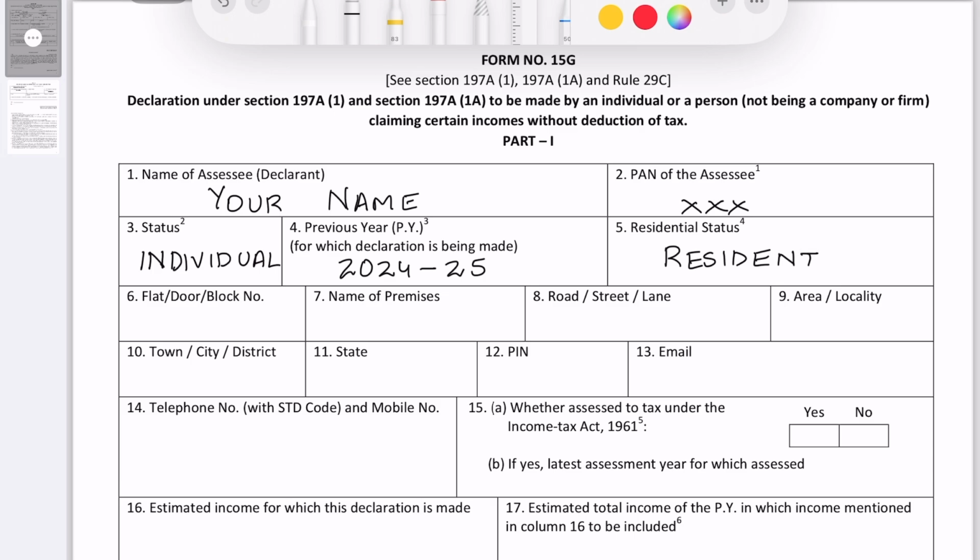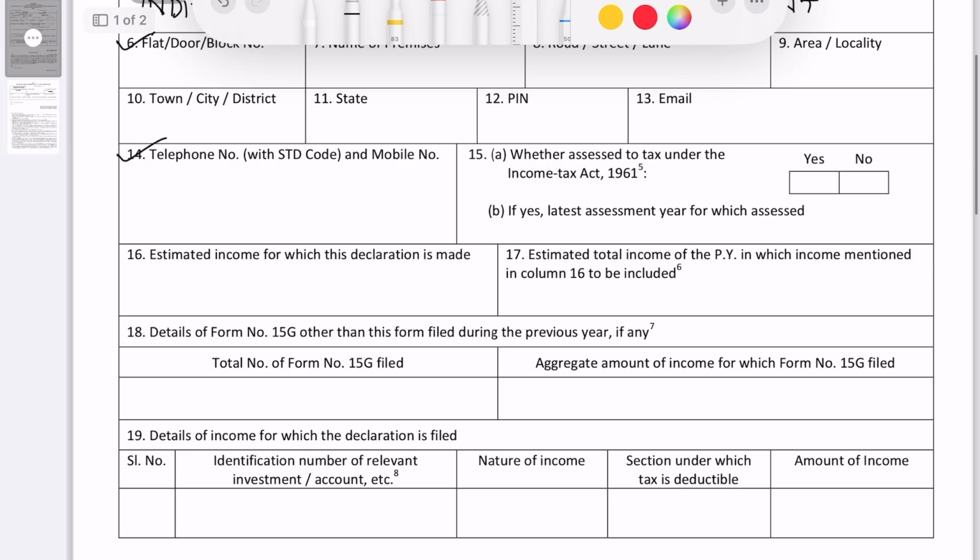Now, from item 6 right down to 14, I don't really need to explain anything because it is self-explanatory. Write your address, your email ID and your mobile number here. And we straight away move to point number 15, which is one of the most important and one of the most confusing items on this form.